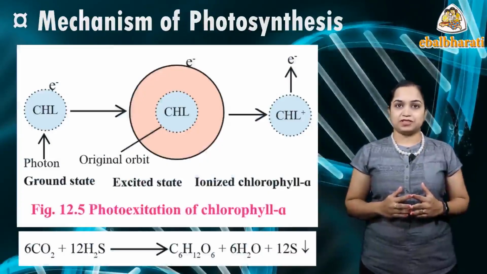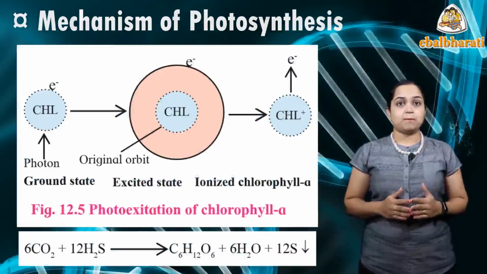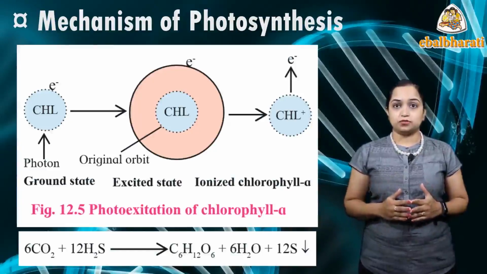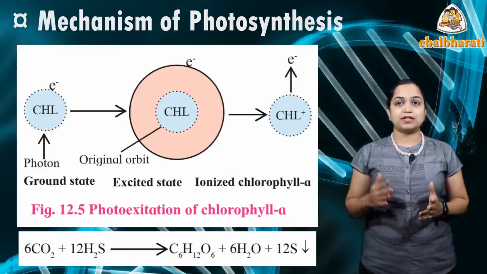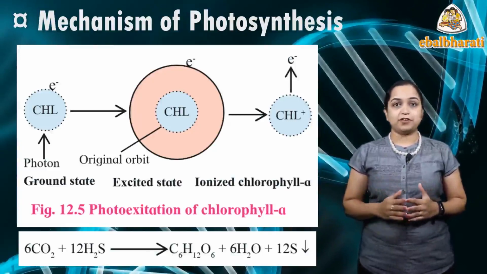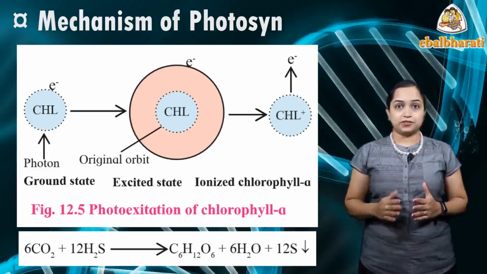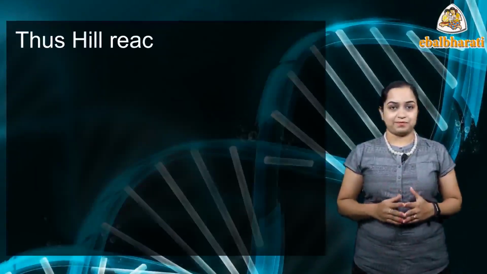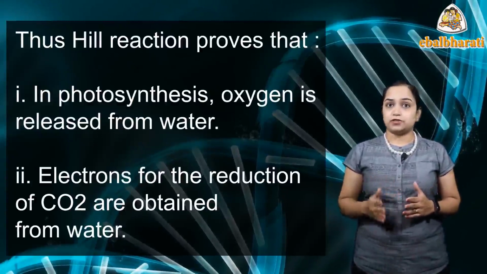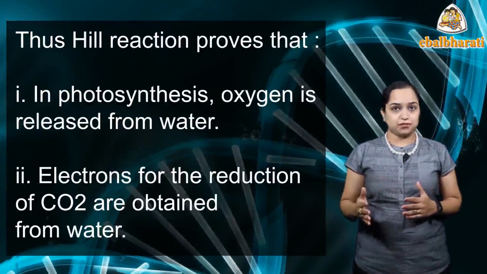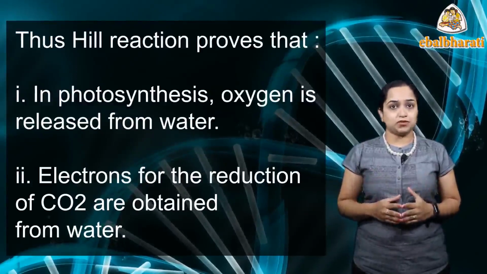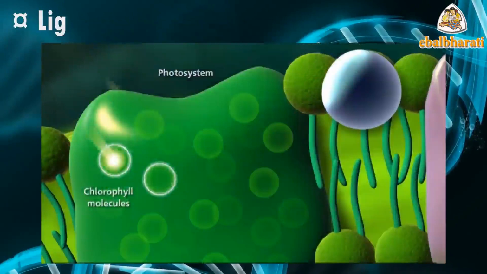Mechanism of photosynthesis. Here, bacteria use H2S and CO2 to synthesize carbohydrate as shown in the equation below. Figure 12.5 shows the photoexcitation of chlorophyll A. Thus, the Hill reaction proves that in photosynthesis, oxygen is released from water. Electrons for the reduction of CO2 are obtained from water.